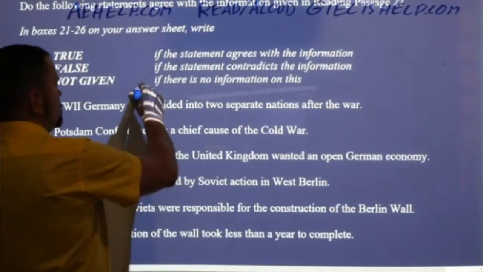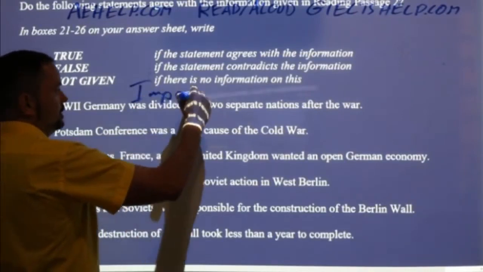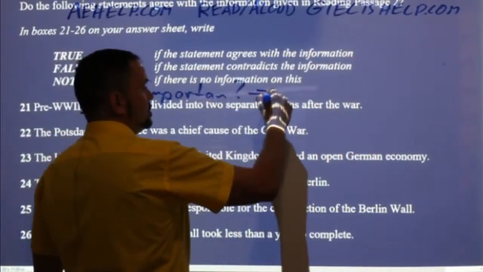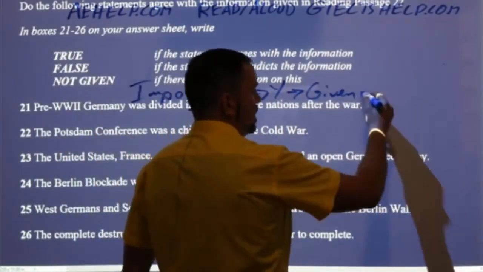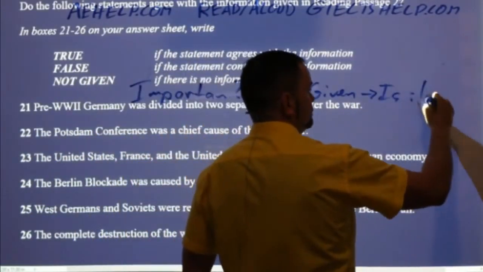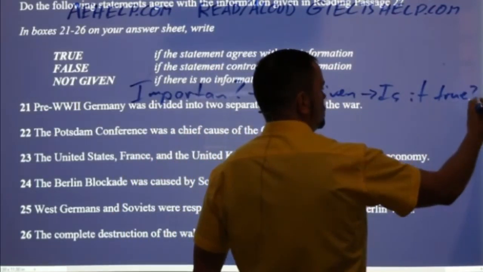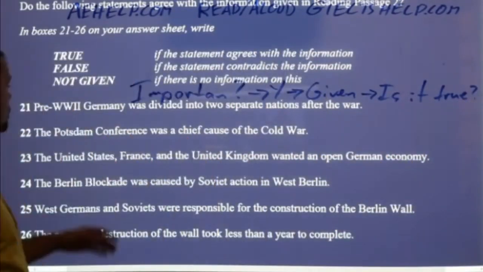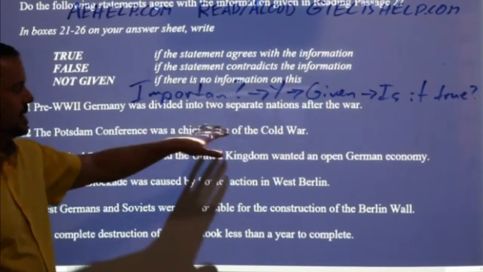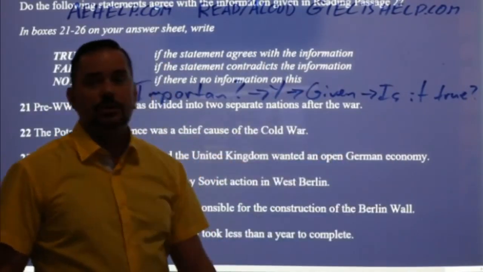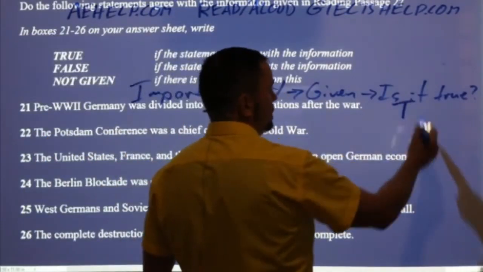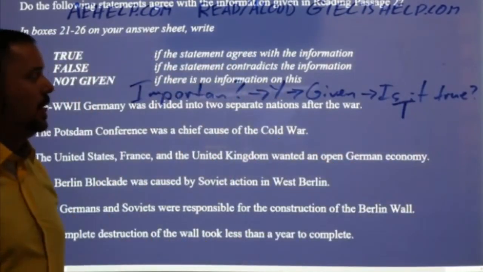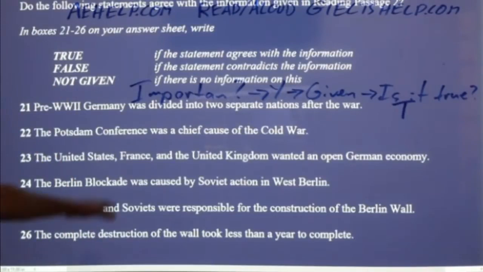So the first question I asked is, is it important? If the answer is yes, then I know it's given. And now I ask, is it true? So is it true that pre-World War II Germany was divided into two separate nations after the war? And yes, it's true. Okay, so this is important. It's definitely true. So we can move to the next one. This should be easy. You should not have to search for that.